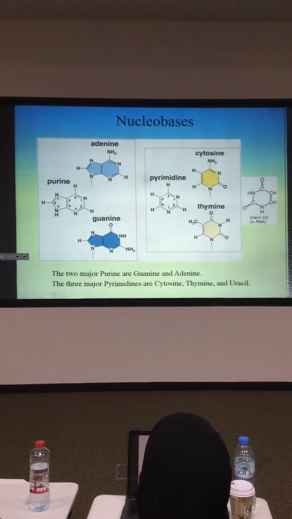At number 6, there is the amino group, right? In the case of guanine, at number 2, there is the amino group, and at number 6, there is a keto group.